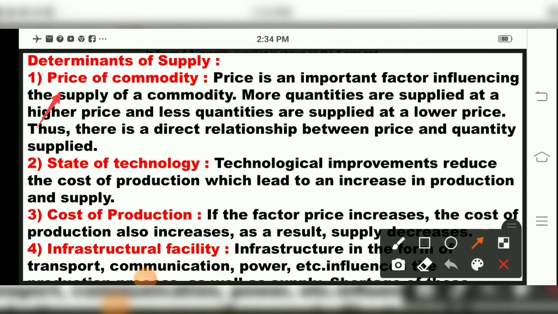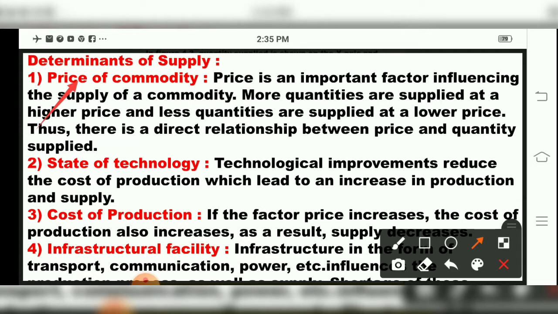That is, first one, price of commodity. Now price is an important factor. See, for demand also price was an important factor. Here also for supply, price is an important factor influencing the supply of a commodity. That means more quantities are supplied at a higher price and less quantities are supplied at a lower price. Thus, there is a direct relationship between price and quantity supplied.